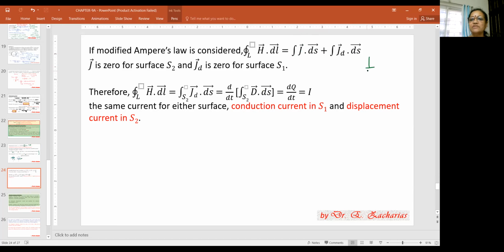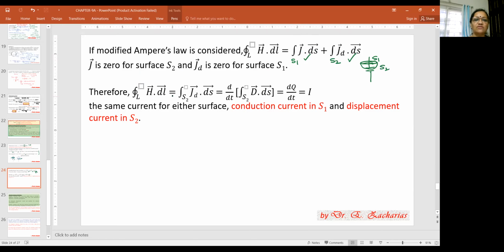How are we going to explain this particular problem? Here you have your capacitor plate. When you apply it to surface 1, then only this part remains. When you apply it to surface 2, then only this part remains and this becomes 0. So one is 0 when the other is non-zero. That's what is written here: J is 0 for surface S2 and JD is 0 for surface S1. Therefore, you can look at this equation.